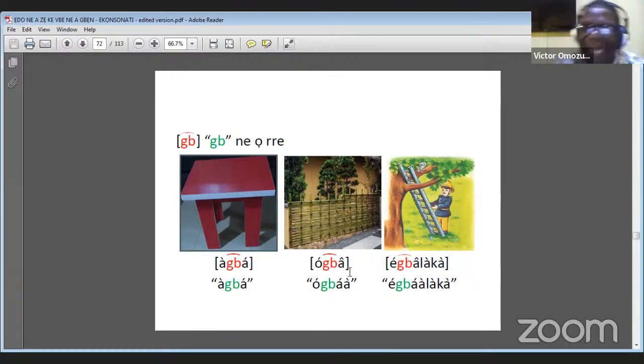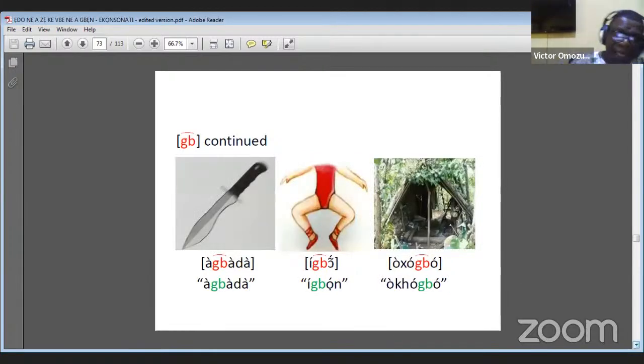And then you have Egbalaka, what people use in climbing. We'll continue with B. Agbada. You can see the type of knife there. And then you have Igbo, which is knee. And then you have Ohogbo.